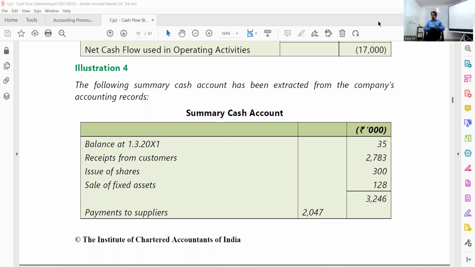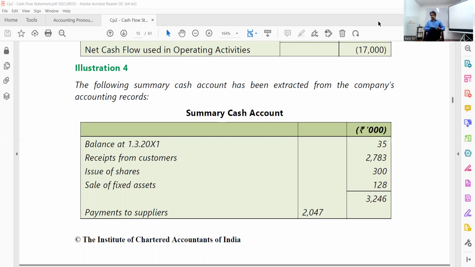Summary cash account. Balance at 1st March 20x1. What is that? Opening cash. It will be 1st April, sir. It should have been 1st April, but they have given 1/3/20x1. It should be 1/4/20x1. Make a correction. 1/4/20x1. What is the amount? 35,000 is the opening cash.